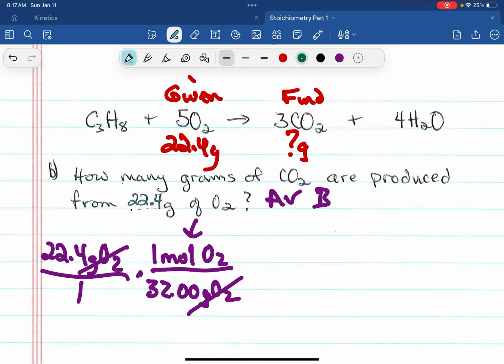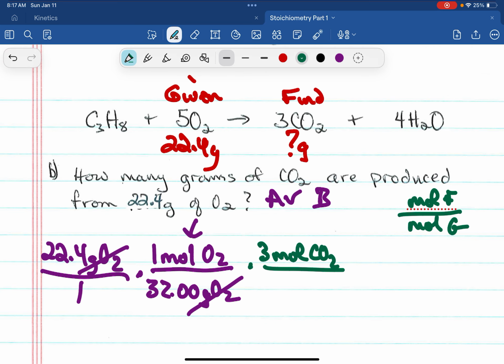The next step is the mole ratio. And I like to say moles find over moles given. Well, what's my find? CO2. 3 moles CO2 over 5 moles O2. Now my moles of O2 are canceling. So I have converted from grams of O2 to moles of O2, and now to moles of CO2.